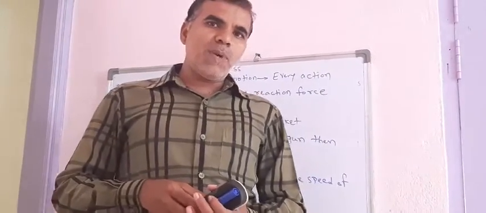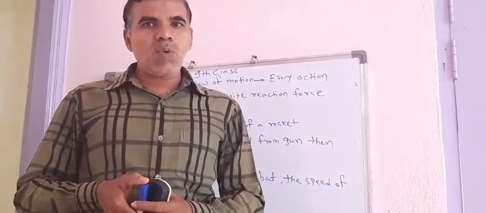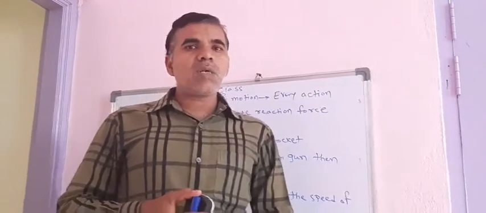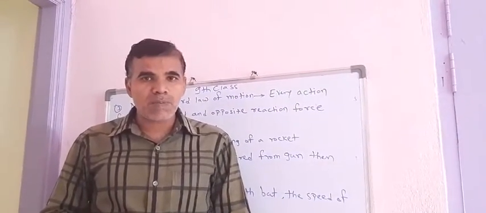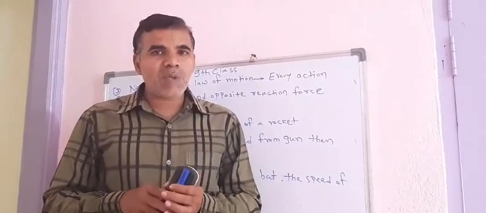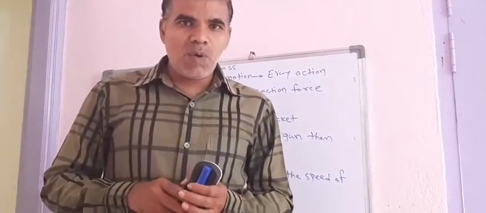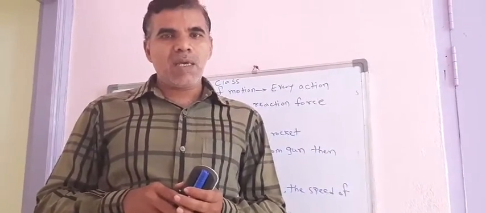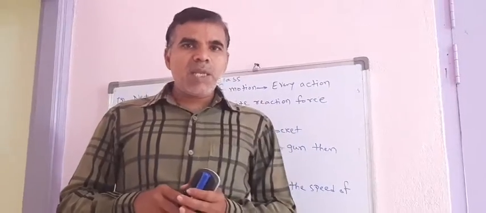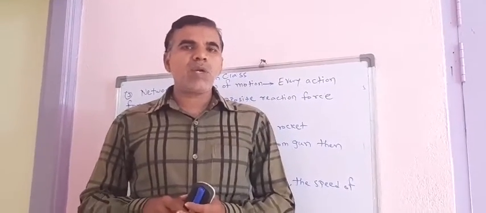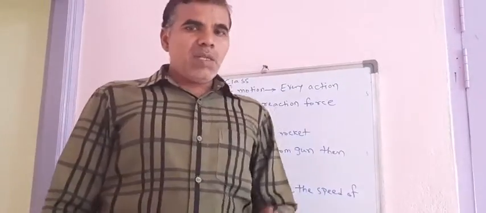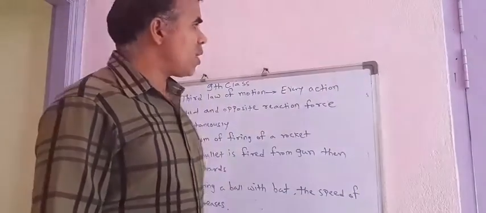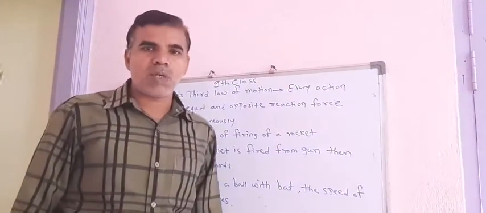The rate of change of momentum is directly proportional to the applied force, and the change in momentum occurs in the direction of the force. From this law we derive the formula of force. Force is equal to mass multiplied by acceleration, F equals ma. The SI unit of force is the Newton and the CGS unit of force is the dyne. These two laws we already completed in the last period. Now we are going to start Newton's third law of motion.